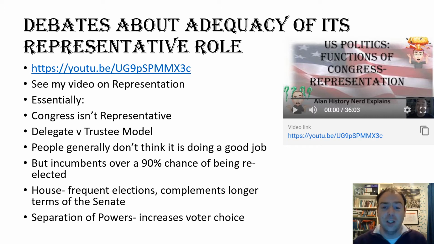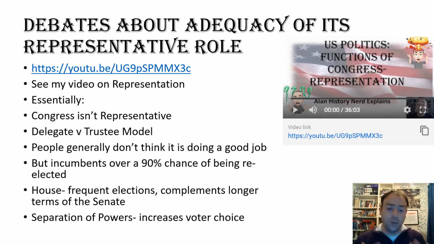Incumbents have about a 90% chance of being re-elected. Now, I should just go back to the video, there are some very dodgy reasons why that is the case, but that would seem to suggest quite overwhelmingly that the American people do think incumbent members of Congress are doing a good job, because otherwise, why do they keep re-electing them?